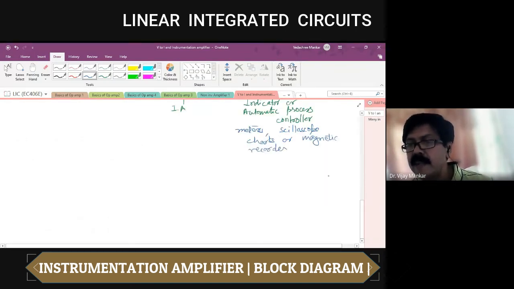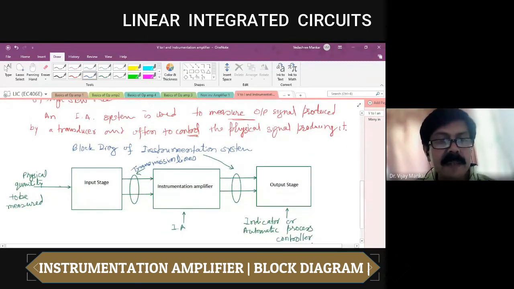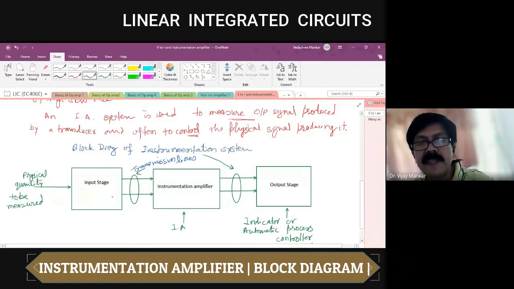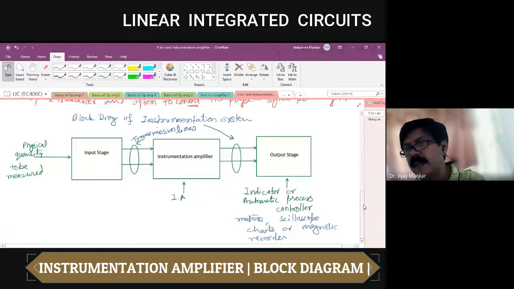तो ये हैं सिस्टम्स, you can say, block diagram, where this is the input side, where the sensor will be there or transducer will be there, where we are measuring the physical quantity. This input stage, after conversion, will be transmitted through longer transmission lines to an instrumentation amplifier, and finally it will be given to the output stage, which can be either a certain meter, controller, automatic process control, and all these things. So these are the blocks of the instrumentation amplifier.